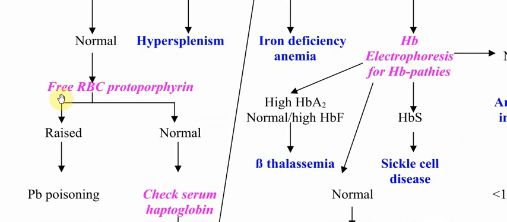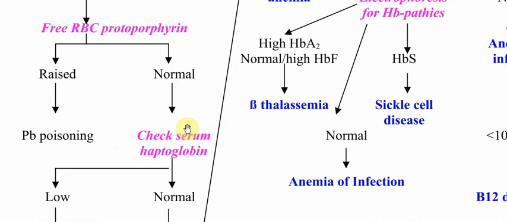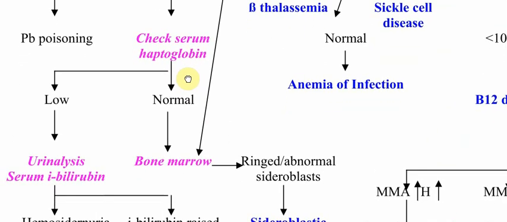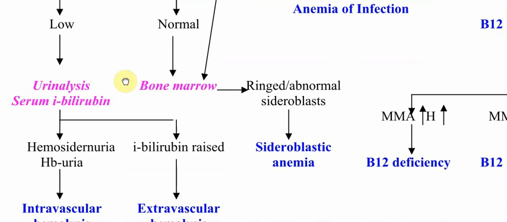Then we check the free red blood cell protoporphyrin. If it is raised, it is lead poisoning. If it is normal, then the next step is to check serum haptoglobin. If it is low, the subsequent step is to do urinalysis and serum indirect bilirubin. We will come to this part later on.